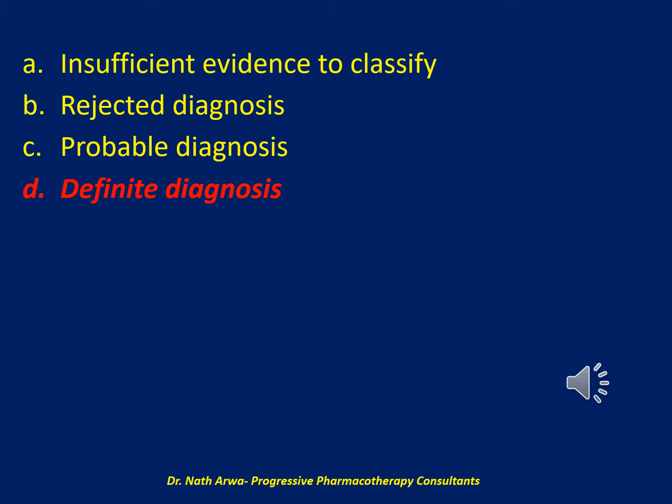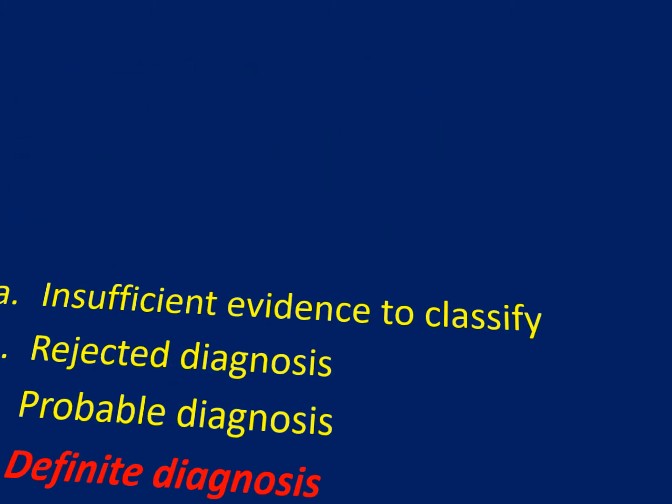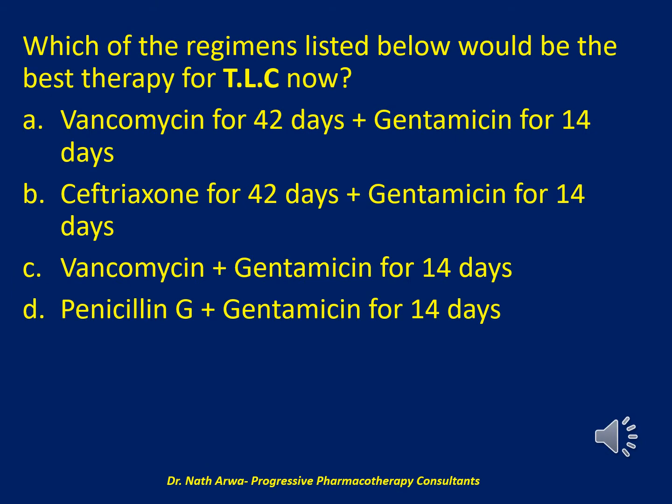I will give you 10 seconds to choose the correct answer to this question from the listed options. So my question to you is, which of the regimens listed below would be the best therapy for TLC now? Would it be A. vancomycin for 42 days plus gentamicin for 14 days, or B. ceftriaxone for 42 days plus gentamicin for 14 days, C. vancomycin plus gentamicin for 14 days, or D. penicillin G plus gentamicin for 14 days? I will give you 10 seconds to choose the correct answer to this question from the listed options.